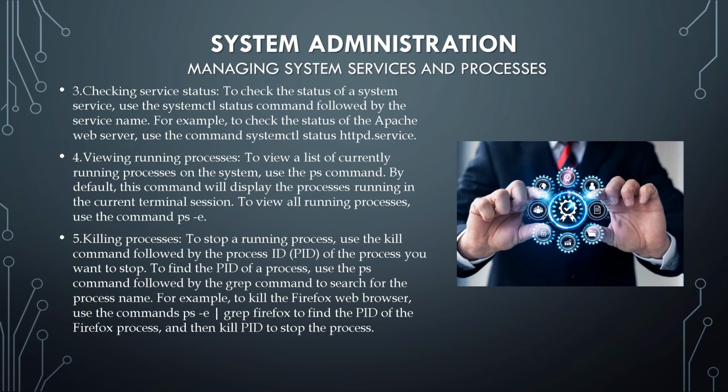5. Killing processes. To stop a running process, use the kill command followed by the process ID, or PID, of the process you want to stop. To find the PID of a process, use the ps command followed by the grep command to search for the process name. For example, to kill the Firefox web browser, use the command ps -e | grep firefox to find the PID of the Firefox process, and then kill PID to stop the process.